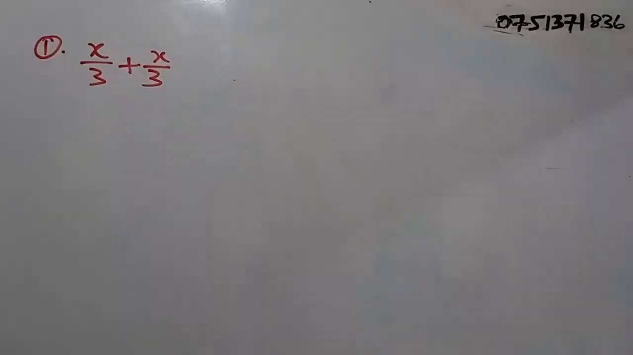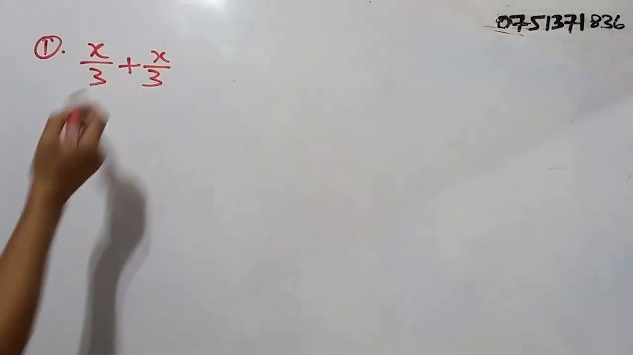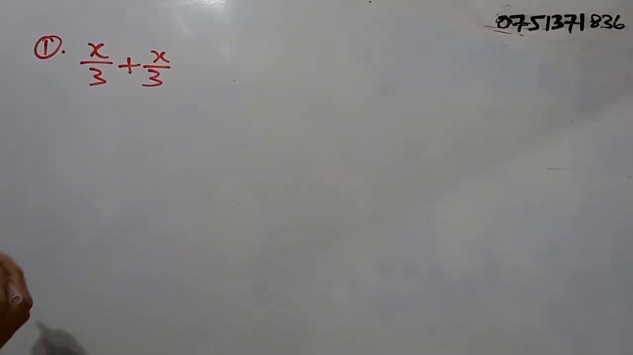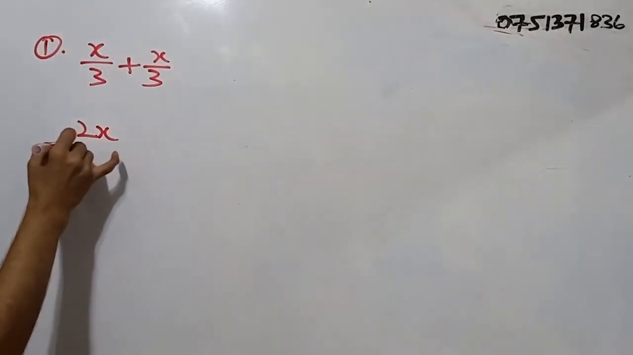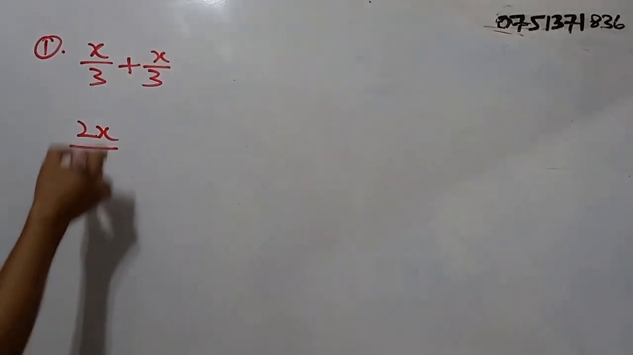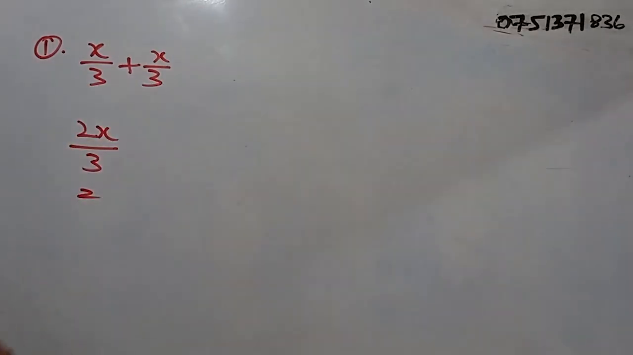Okay, so let's start from the review questions. Question number 1. What do we have? Simplify the following algebraic expressions. Okay, so this is the first expression that we have. As you can see, in both of these algebraic fractions, the denominators are the same. So we can very easily add the numerators, right? So x plus x, it will be 2x. What will be the denominator? 3. So 2x divided by 3, that's the answer.